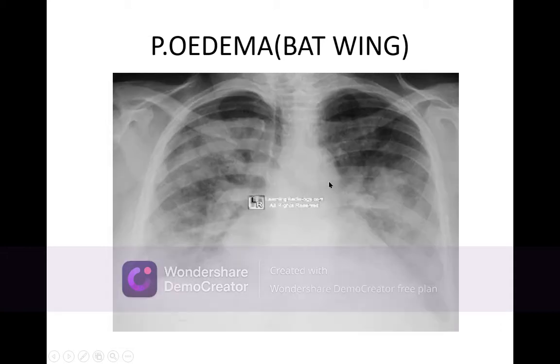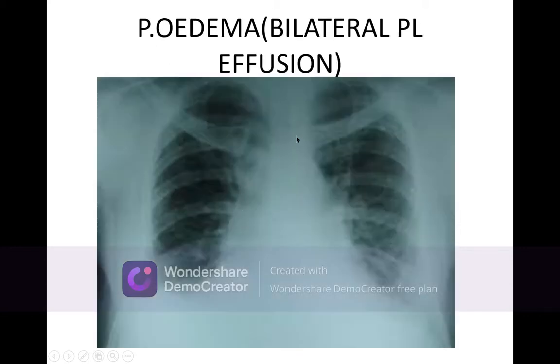Pulmonary edema, if it becomes worse, will take the bat wing shape, big wings are there. So there is, of course, pulmonary edema of the bat wing appearance. And the thing is this, it is worsening, you have to manage it now. Otherwise, the patient will die, of course. If it is worse, it will cause bilateral pleural effusion.